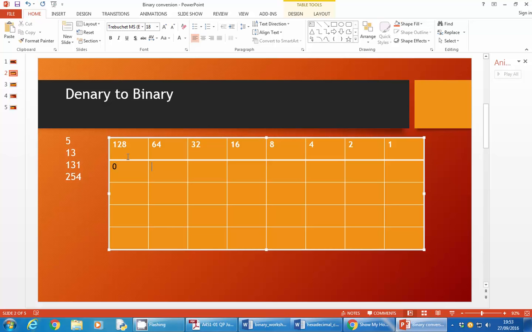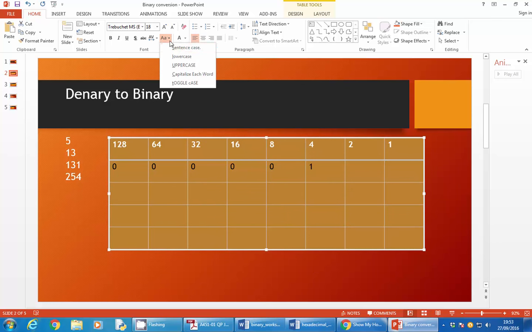Would you use 64? Nope. 32? Nope. 16? No. 8? No. Would you use a 4? Yep, you would use a 4. Would you use a 2? Well, if you use a 2, you're going to get 6, and that number is obviously going to be too big. So what you need to do is use 1. So 5 in binary is 0, 0, 0, 0, 0, 1, 0, 1.